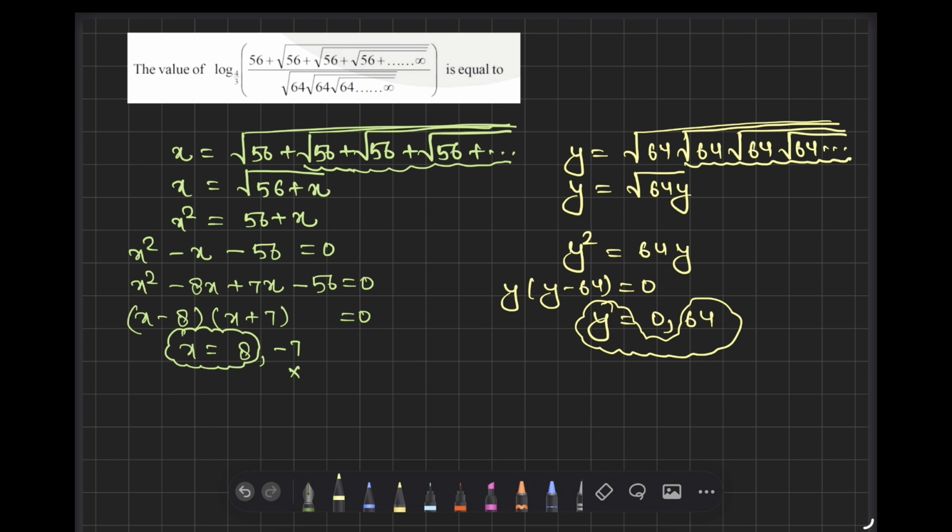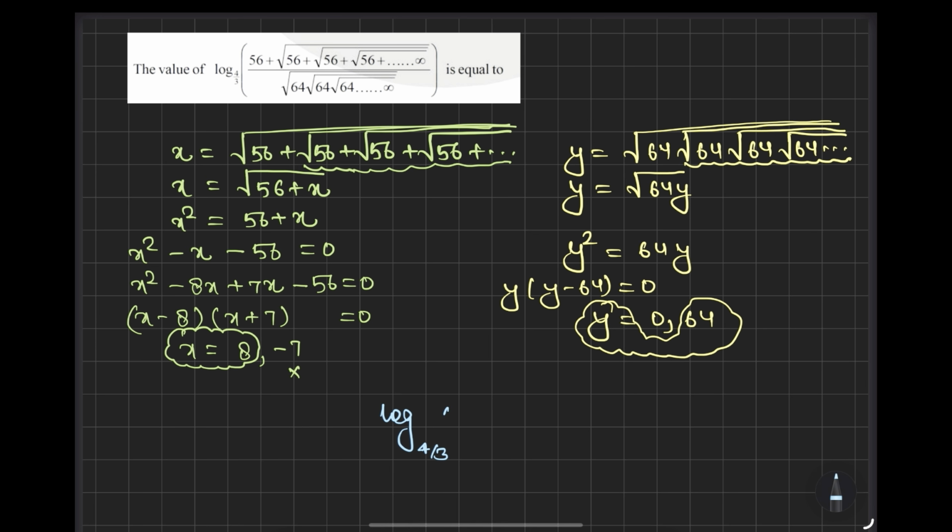Now let's compute the final value. So it is log base 4/3 of 56 plus root, meaning 56 plus x. x is what? 8. So 56 plus 8 is 64, upon y, which is also 64. So this thing becomes 1. You know that log 1 to any base is 0. Hence the required number is 0. I hope the idea is clear and you guys can handle similar situations.